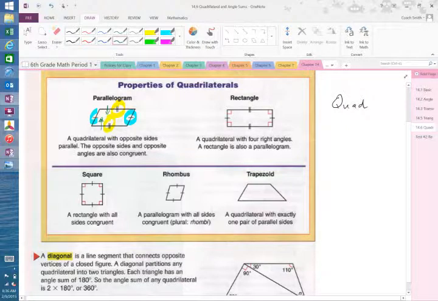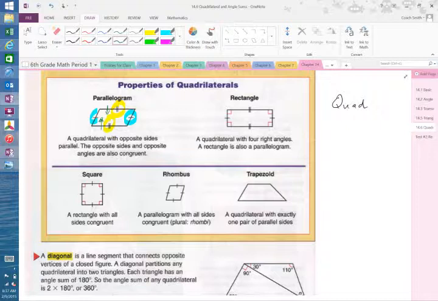Now, the difference between a parallelogram and a rectangle: a rectangle is a quadrilateral with four right angles. It is also a parallelogram, but it is a special kind of parallelogram. All the things that we're going to really talk about today are parallelograms. There are special types of parallelograms more than just a parallelogram, and they have something special, like this one, all 90-degree angles. That's what makes this one different than a regular parallelogram. A regular parallelogram does not have to have 90-degree angles.